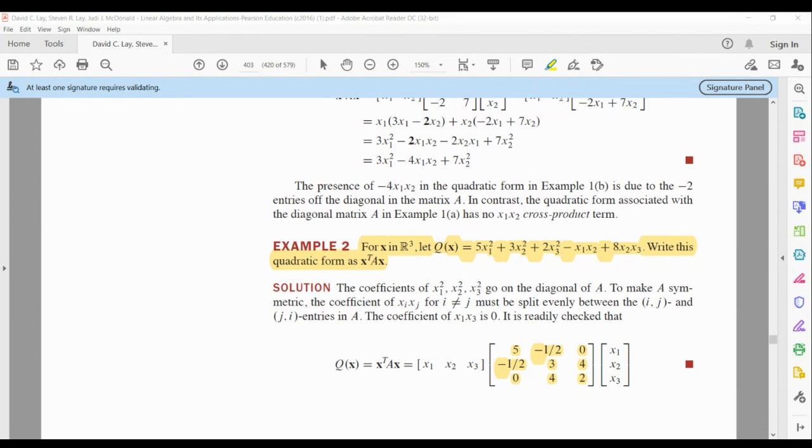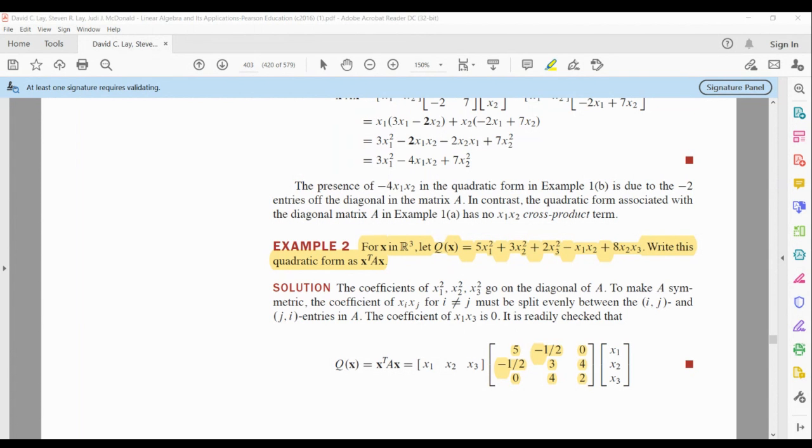So the negative 1/2 is in the first row, second column. And there's another negative 1/2 in the second row, first column. Think of the variables. First row, second column. That would have to go with what cross product term? That's right, Eleni. The cross product term x1, x2.